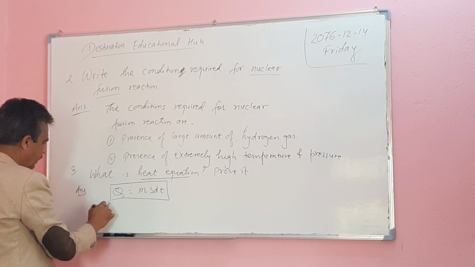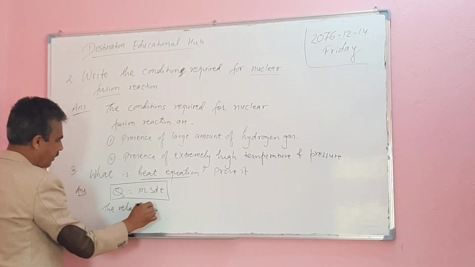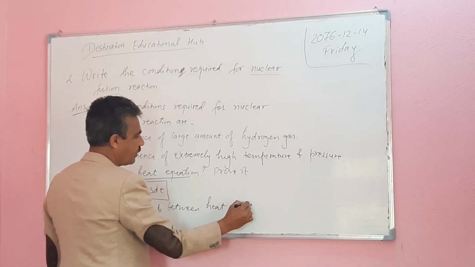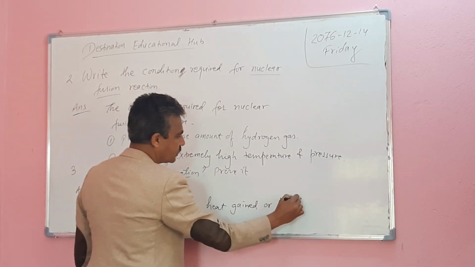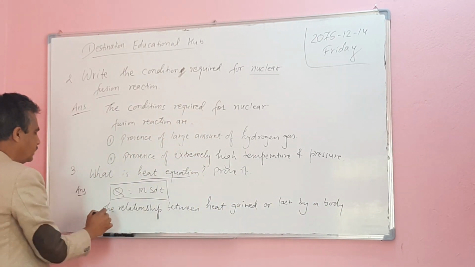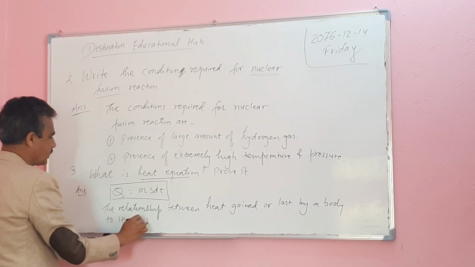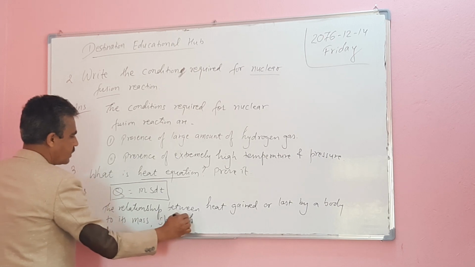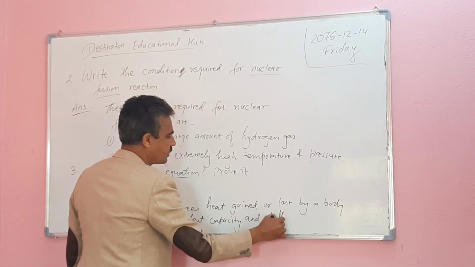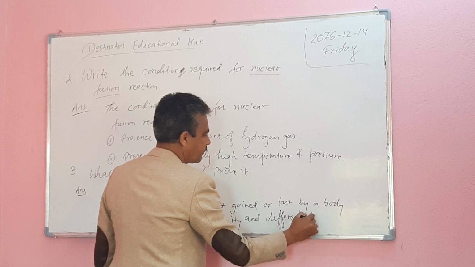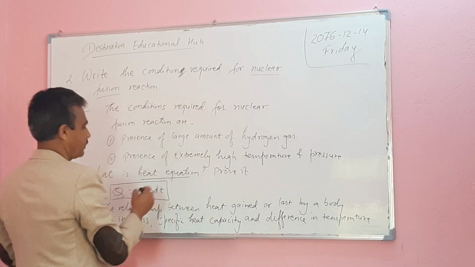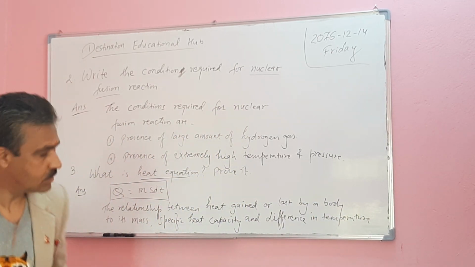The relationship between heat gained or lost by a body to its mass, specific heat capacity and difference in temperature is called, what is it called? Heat equation. Okay, let me rub out question number 2.